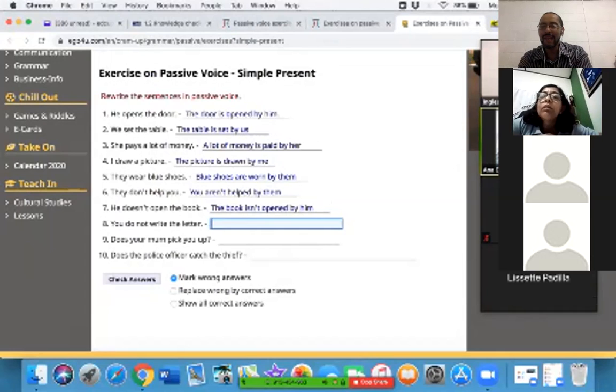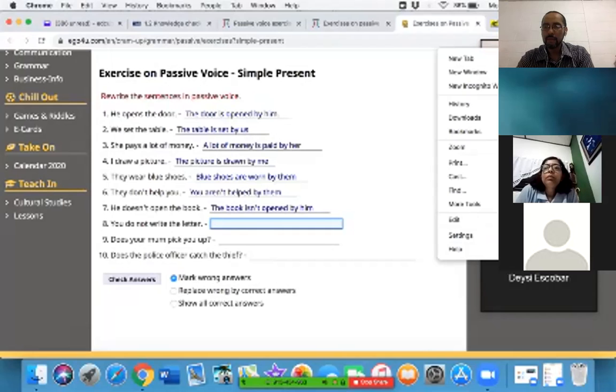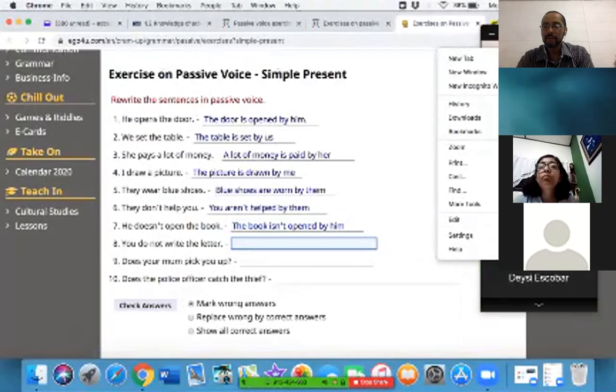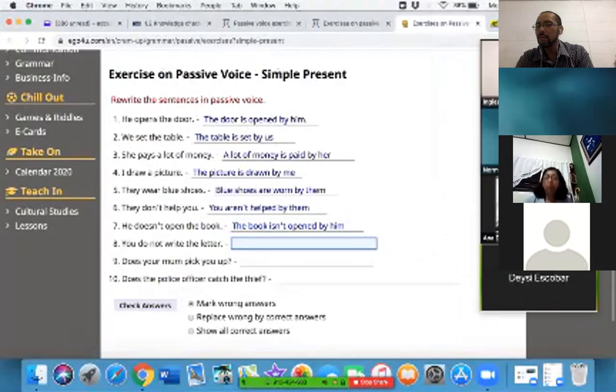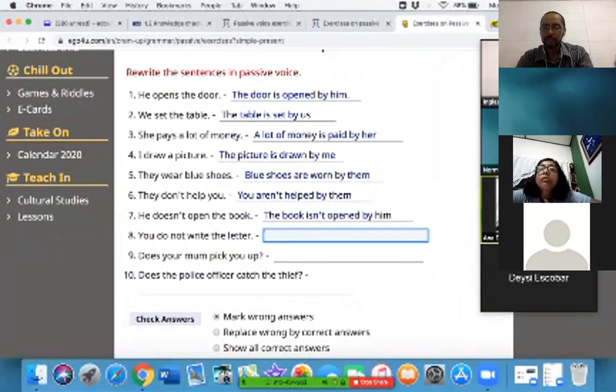Daisy, what do you think is number 8? I cannot see very well. Blurry. Yeah, like blue, almost like the color blue. You do not write the letter. Okay. Yes, number 8. You do not write the letter in the passive.